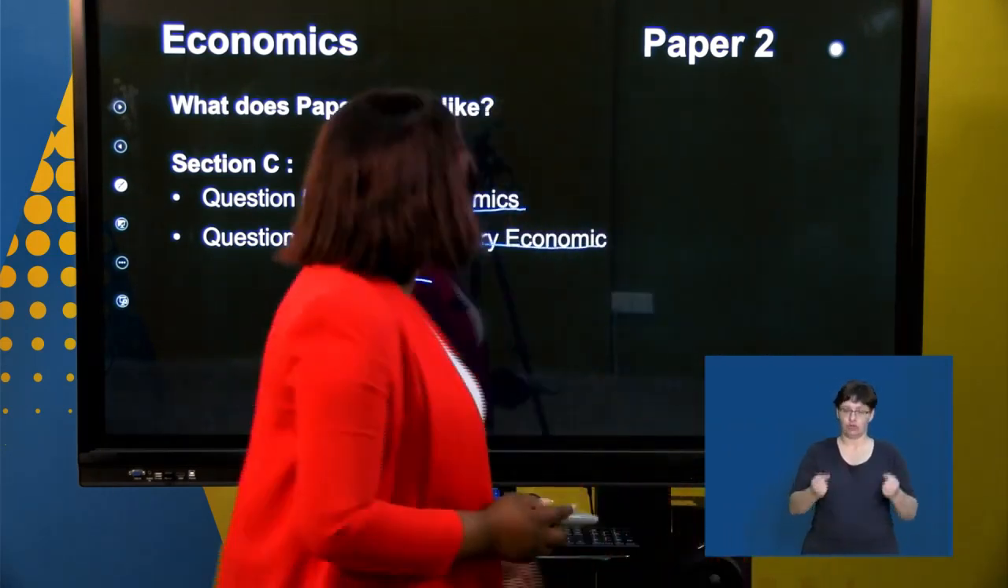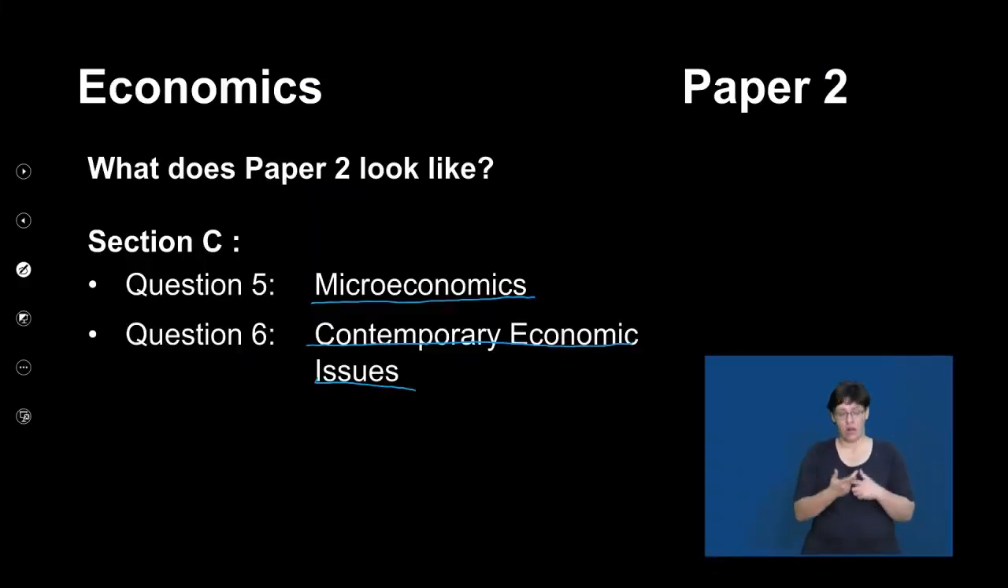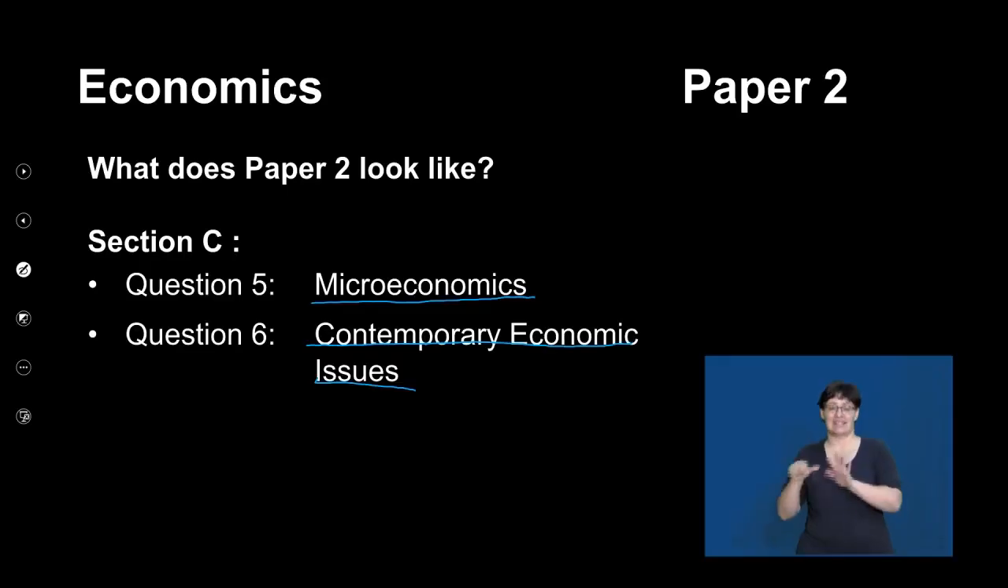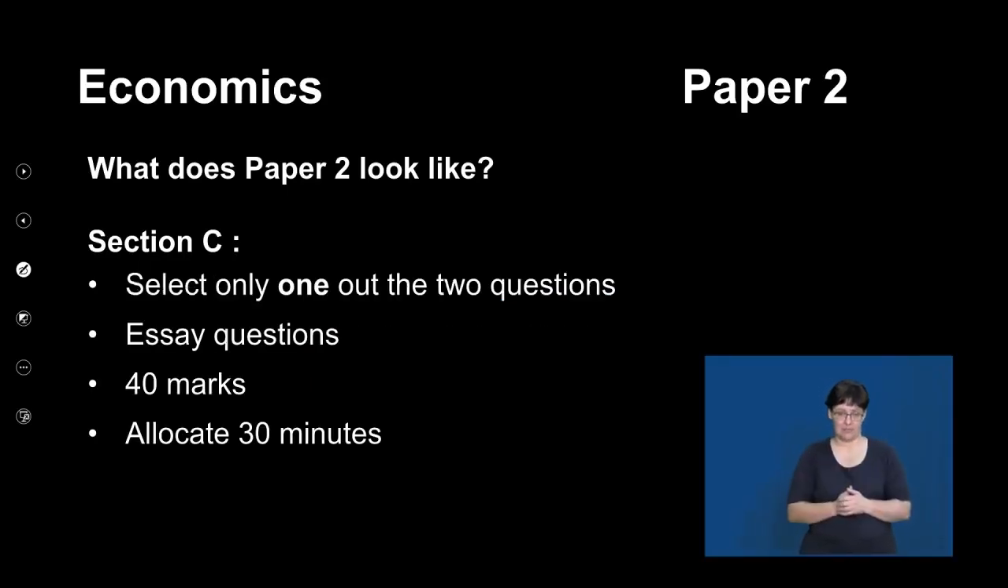And then if you are strong in your contemporary economic issues, you are going to be able to answer question 3 and question 4, and ideally question 6 when it comes to the essays in your section C. You need to select one of the 2 essays, and then 40 marks, you allocate again 30 minutes there. That's it from this section.